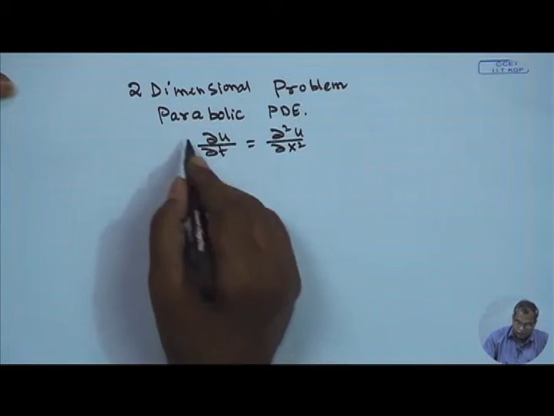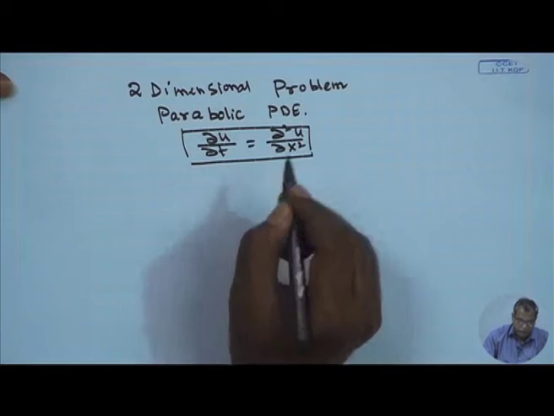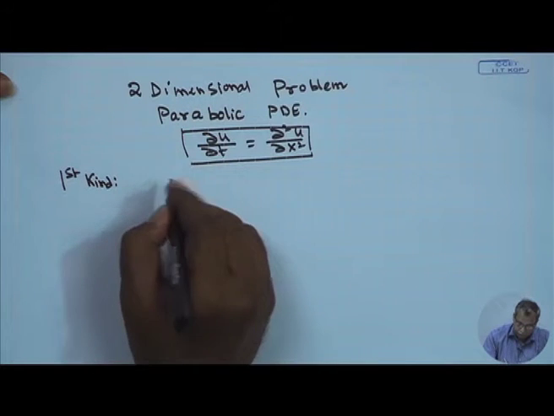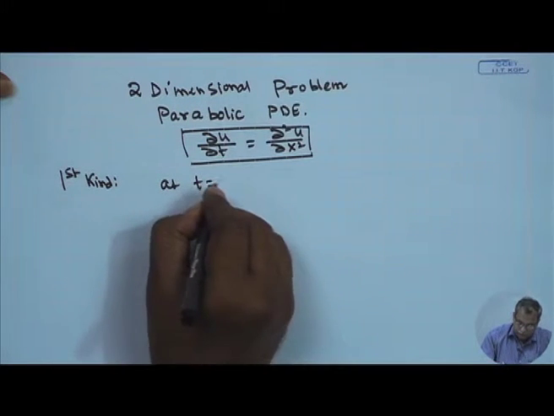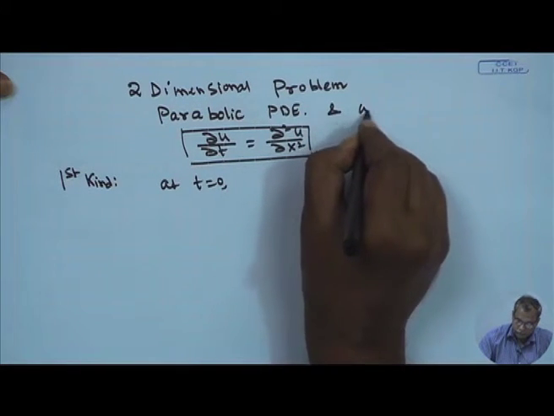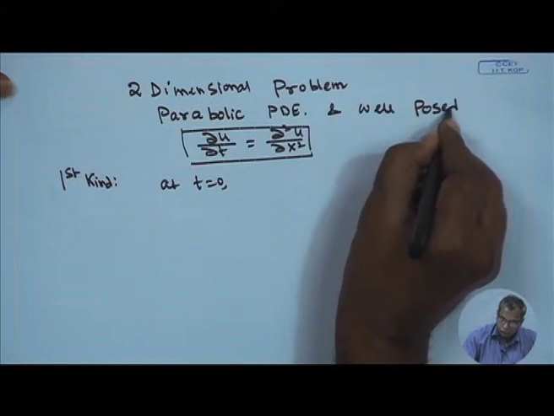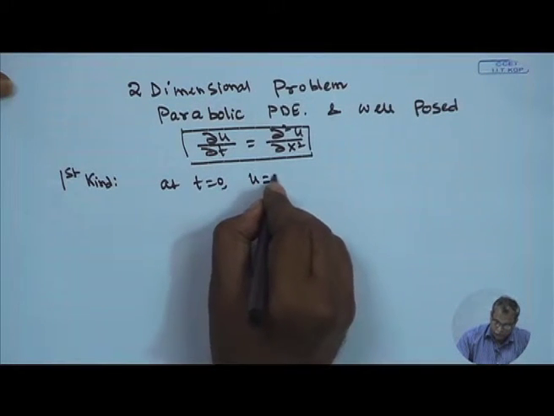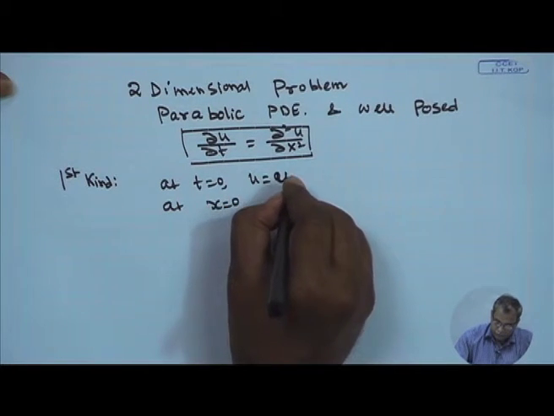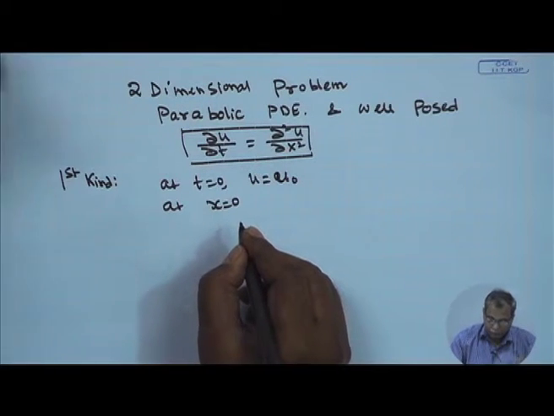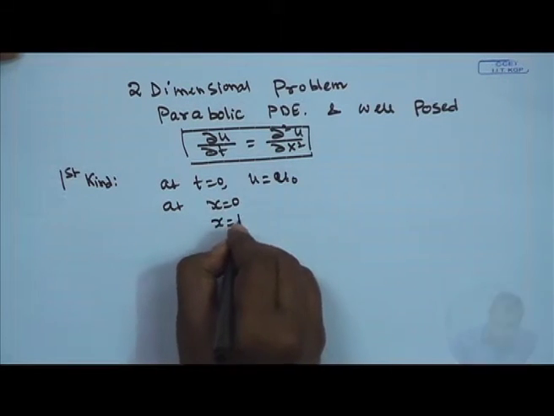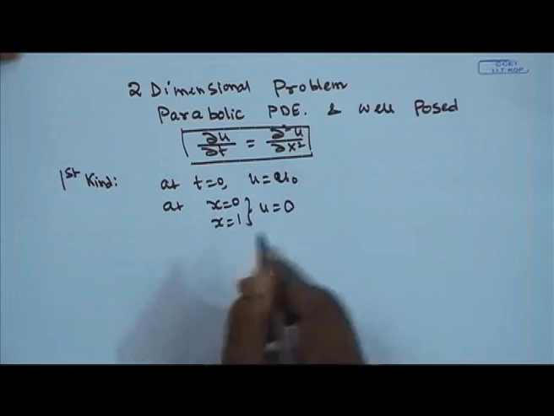The equation is del u del t equal to del square u del x square, and the problem of first kind is with the boundary conditions. We will be talking about a well posed parabolic partial differential equation. At t equal to 0, u is equal to u naught. So a well posed problem means a non homogeneous initial condition, and at x equal to 0 and x equal to 1 we have the boundary condition u is equal to 0.